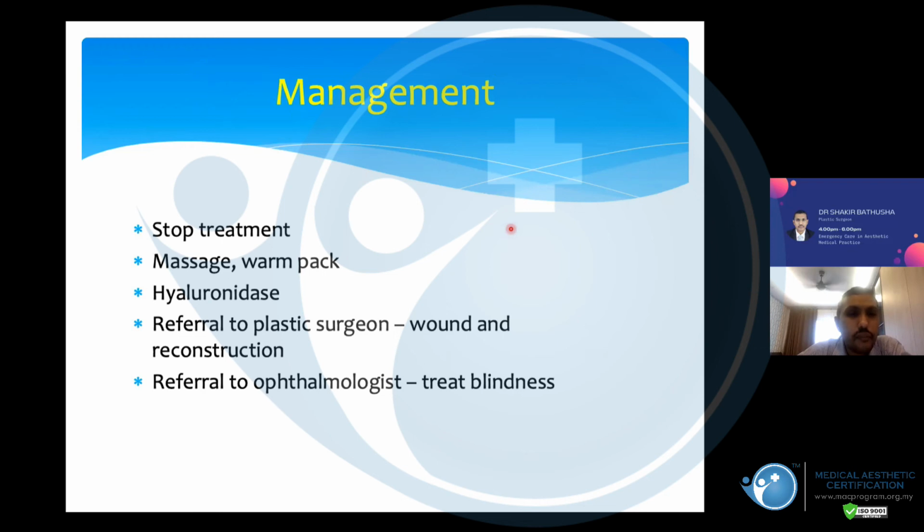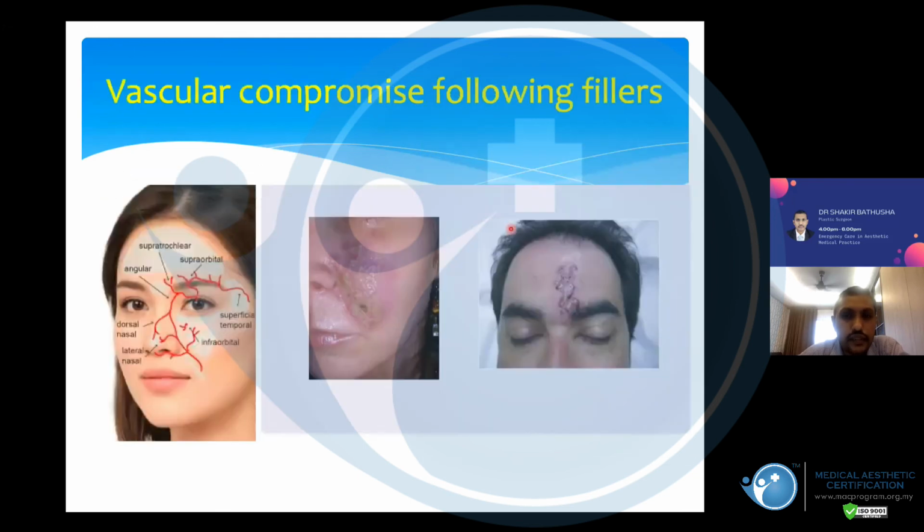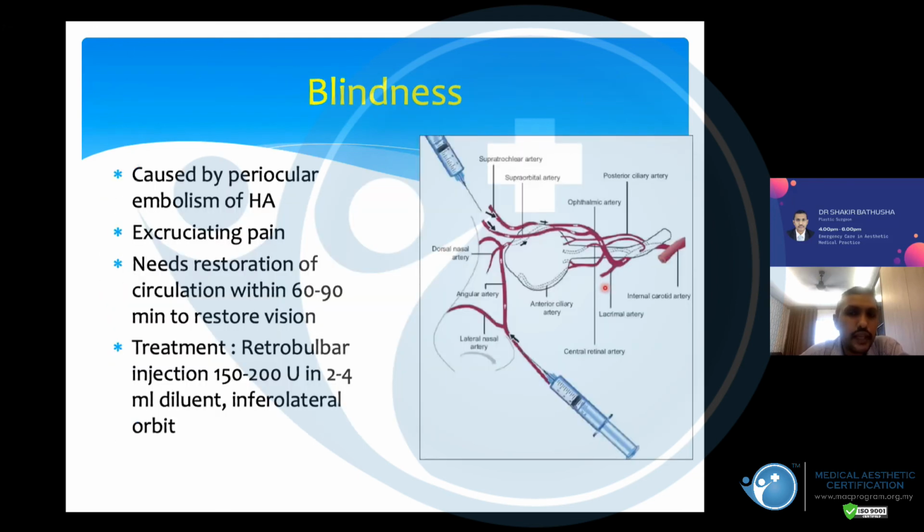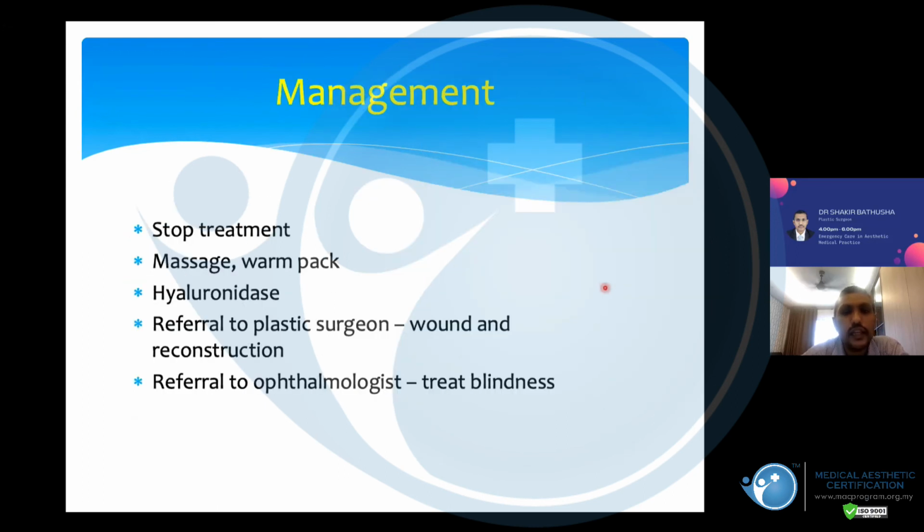So the common way of managing is to stop the treatment, massage, and apply a warm pack. Hopefully the body will eat up the hyaluronic acid particles if they are small enough. Or sometimes if it gets blocked, you may need hyaluronidase. And if you have wounds like this, I think it's better to refer to a plastic surgeon, because we may need to do certain debridement and then flap reconstruction.